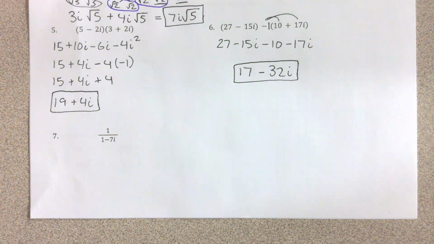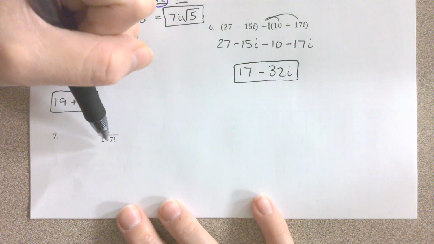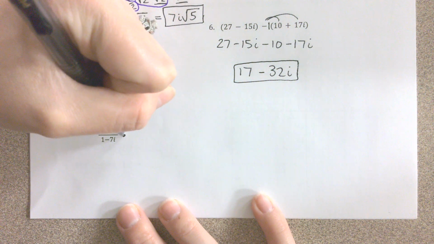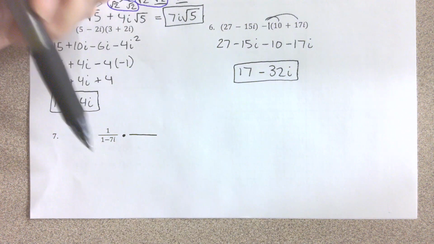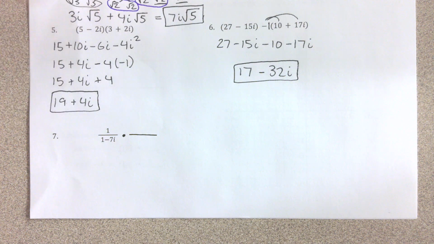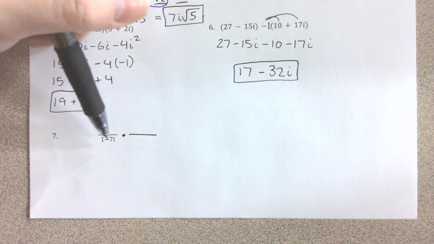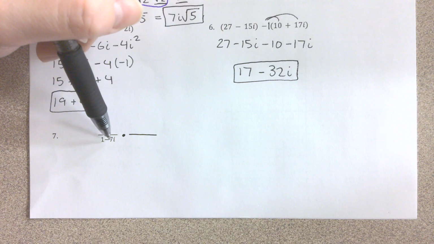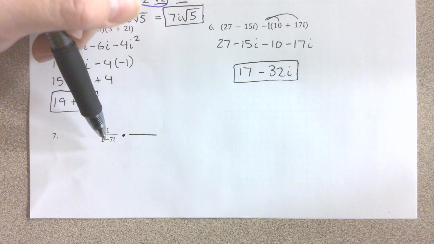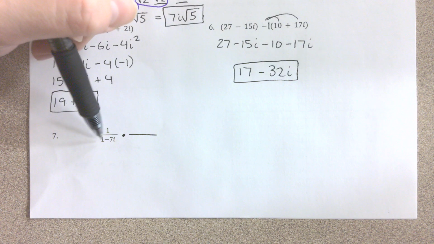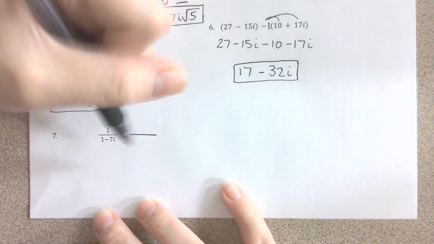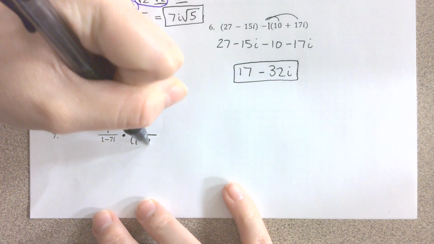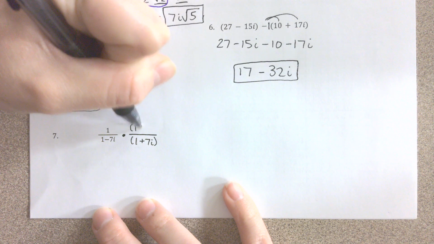Number 7. 1 over 1 minus 7i. To get rid of the i on the bottom of the fraction, because reminder, you're not allowed to have i on the bottom of a fraction, we have to multiply by the conjugate here. So the conjugate is done by just changing the sign that's in front of the i only. Don't change the sign in front of the other number, the real number 1. So we're going to multiply by 1 plus 7i on the top and the bottom.